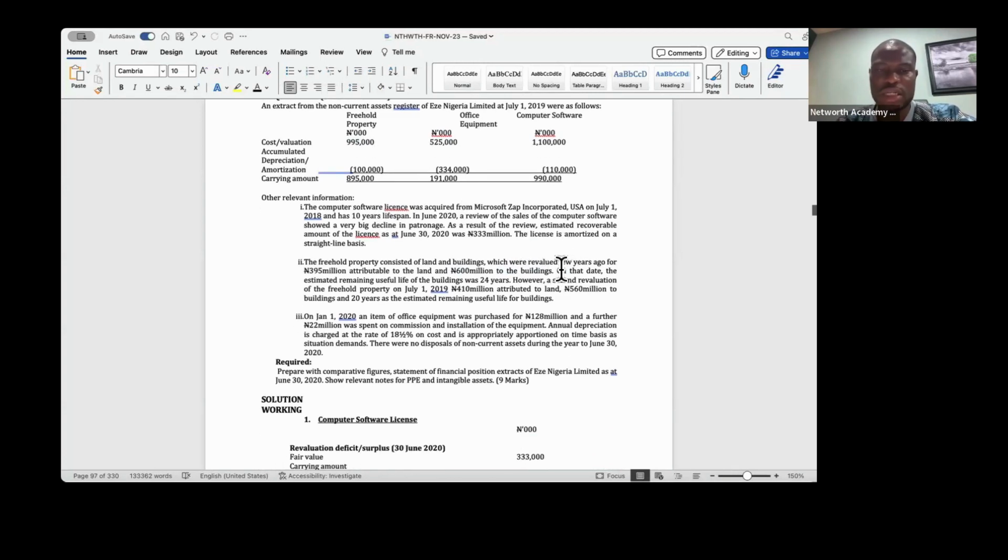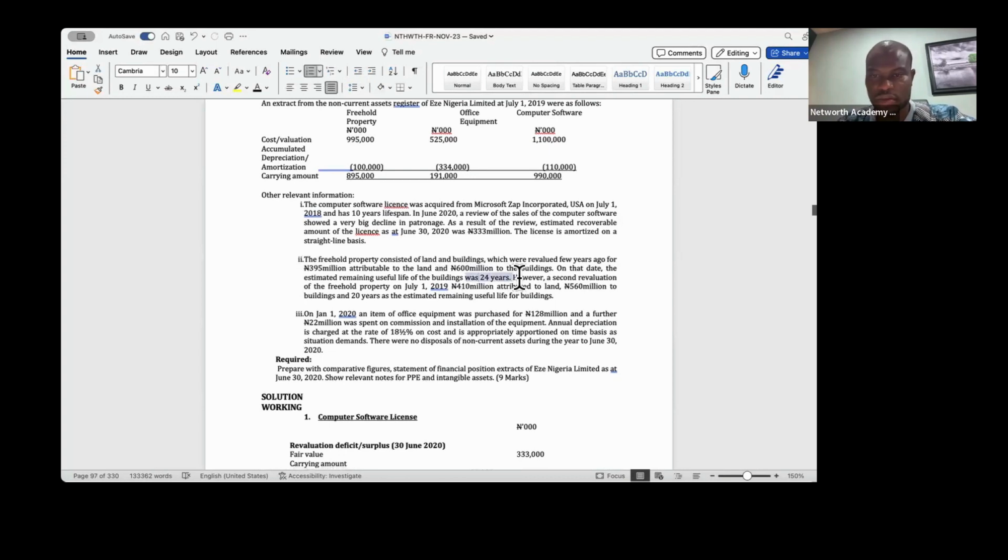Then on that date, the estimated remaining life was 24 years, when they revalued it. However, a second revaluation of the freehold property was on July 1st, 2019. Then 410 million is land, 560 million is building, and the remaining useful life is 20 years.